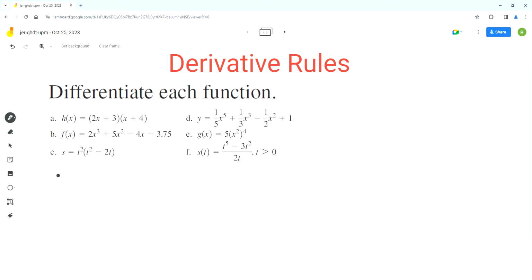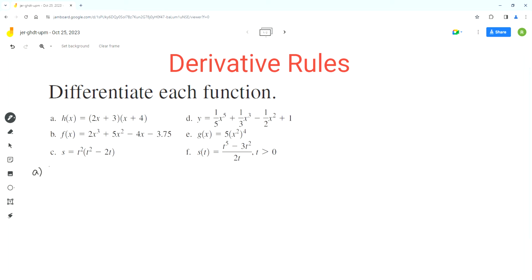So in this video, we'll use derivative rules to differentiate these functions. So let's start with part A. In part A, we are given h of x equals (2x plus 3) times (x plus 4).